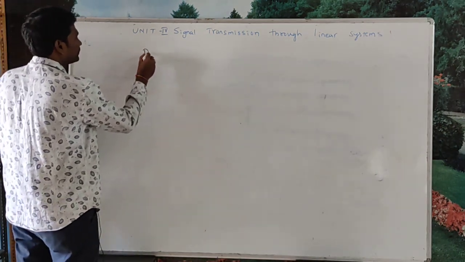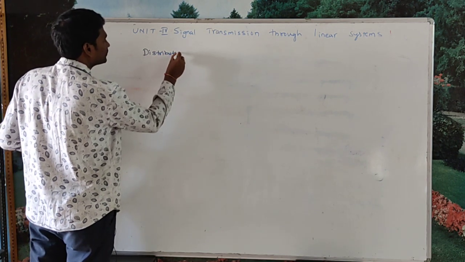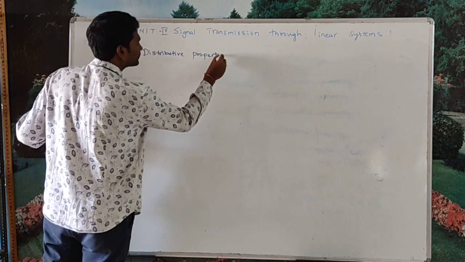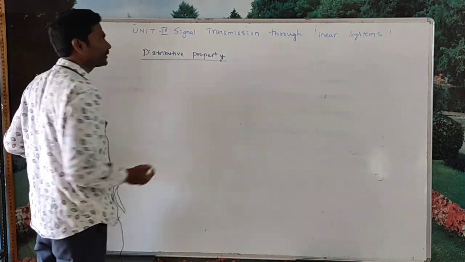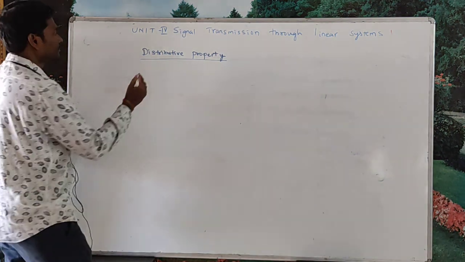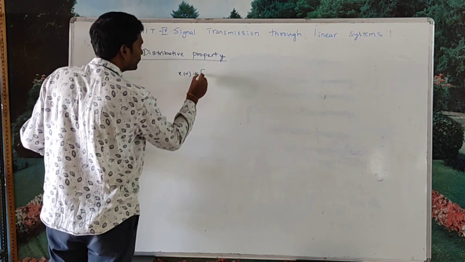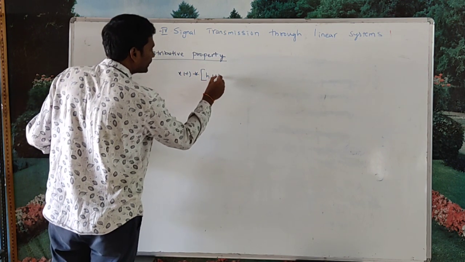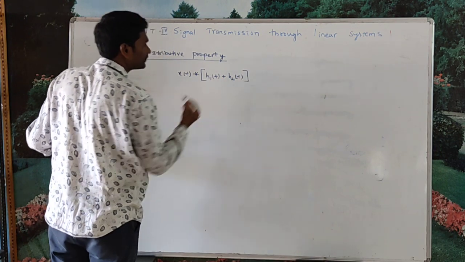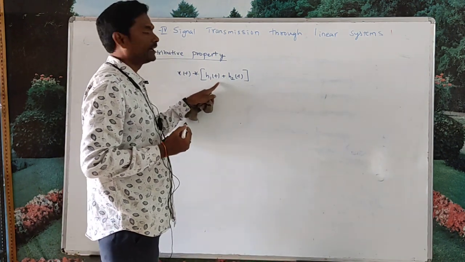Next, let us go with the distributive property. Distributive property of LTI systems. So, this is a property of system interconnections. Okay. So, what this property says here is x of t convolved with h1 of t plus h2 of t. See here the convolution, there the impulse responses are added together here.